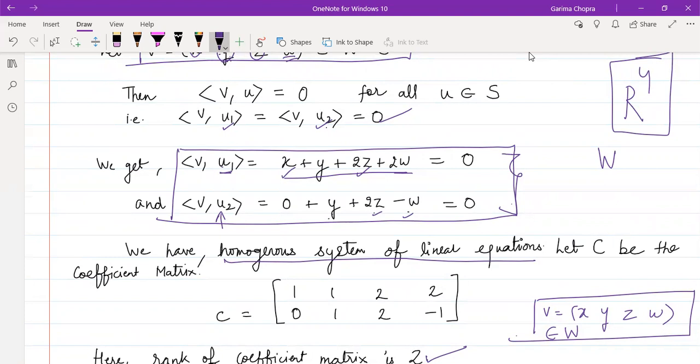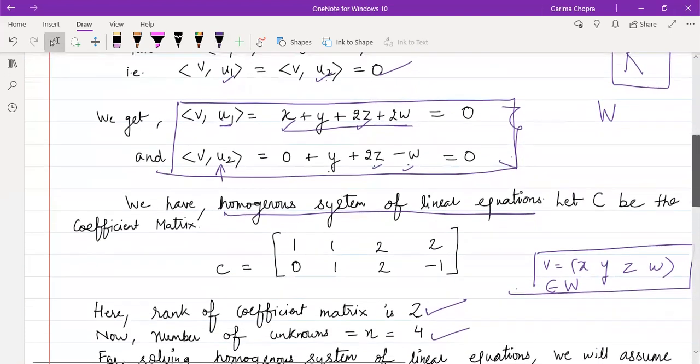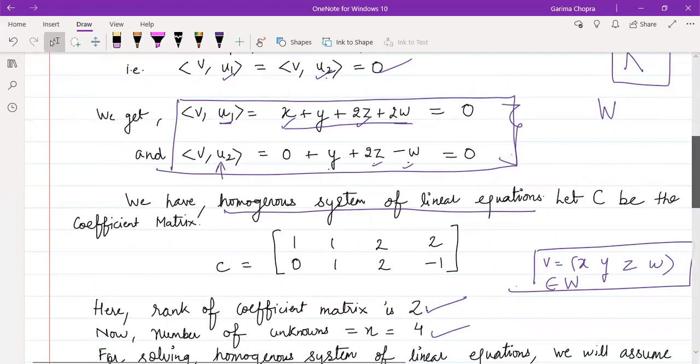So here also, for finding the basis of the orthogonal complement, for finding the basis of subspace W, we will be finding n minus r solutions, n minus r vectors. And since we are finding the basis, we will be finding n minus r independent vectors, or we can say n minus r independent solutions of the involved homogeneous system of linear equations. So here we will be finding n minus r, which is 2 in this particular case.